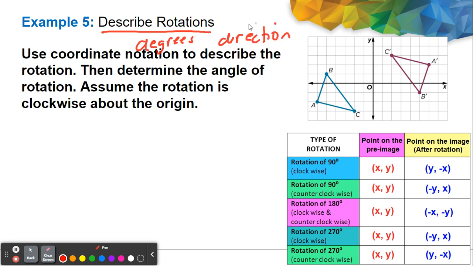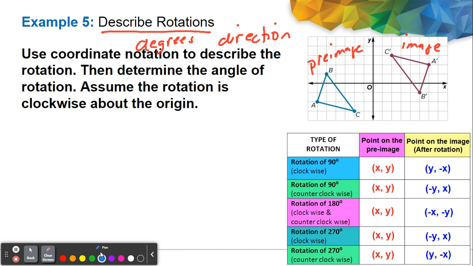Of our rotation. So take a look: this is our pre-image, the blue, and this is our image, the purple one. This is a clockwise rotation about the origin. So all we have to do is find out the degree of rotation. How do we do that?